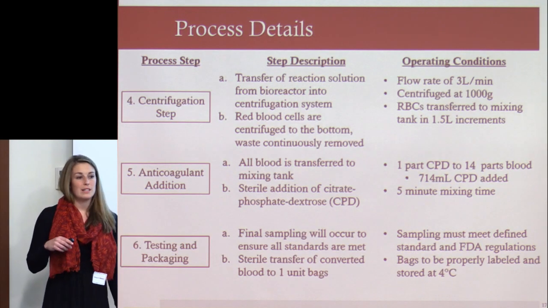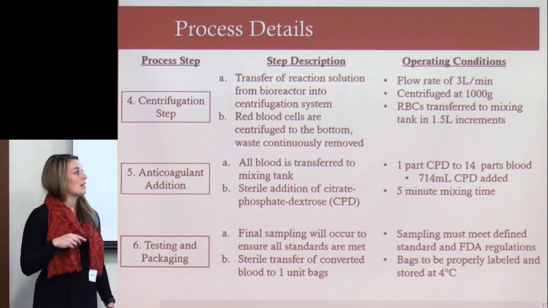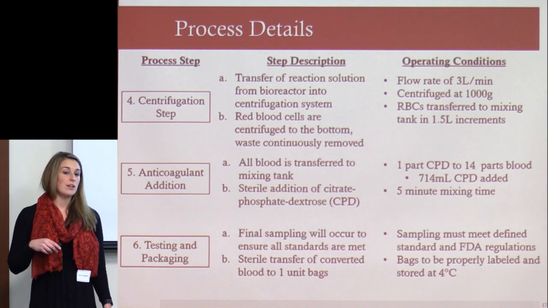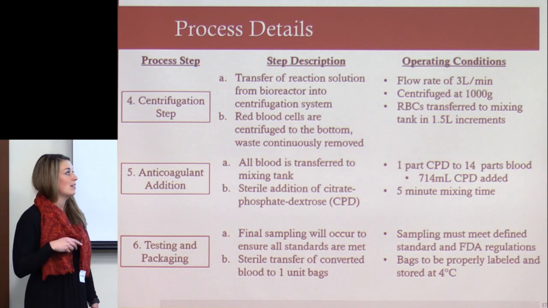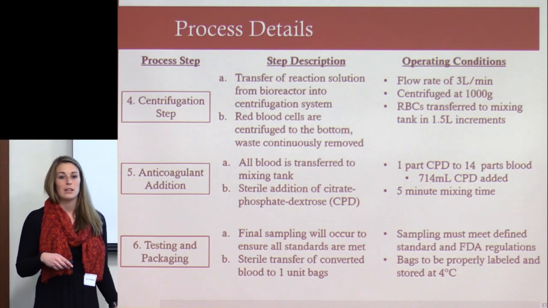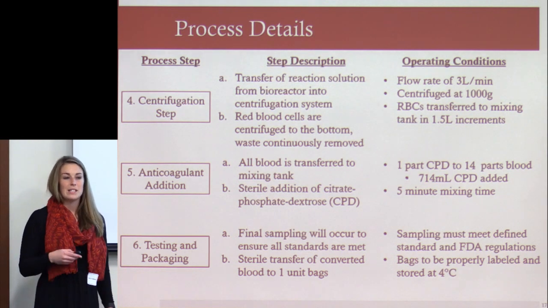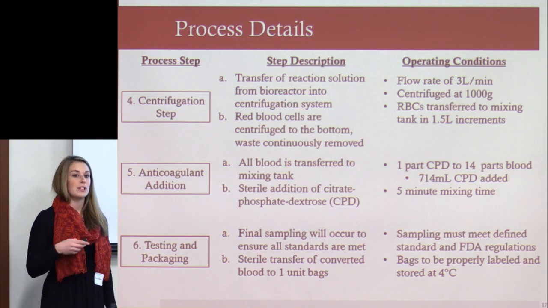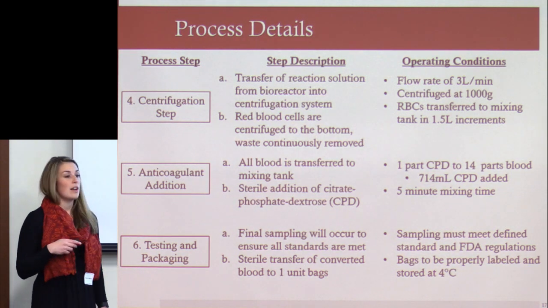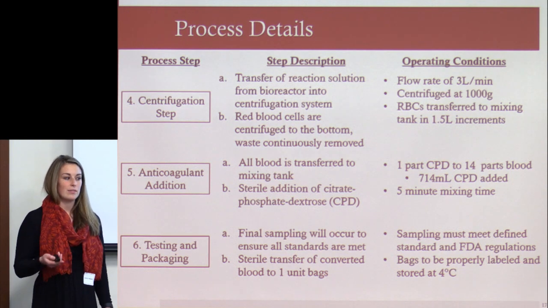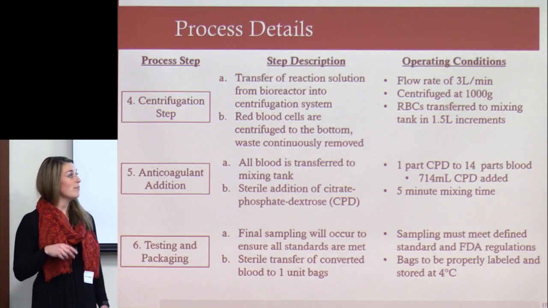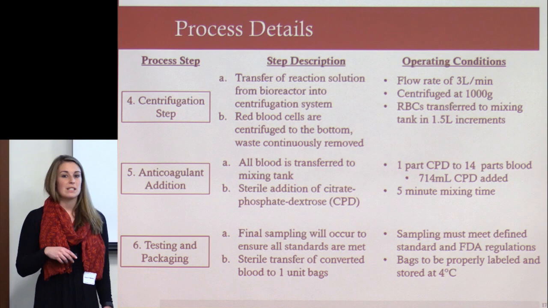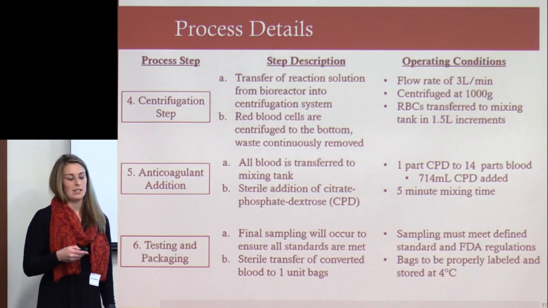So anticoagulant is added at 1 part anticoagulant to 14 parts blood. For this step, we chose citrate phosphate dextrose. It's a standard anticoagulant used for blood preparation. It's needed for storage of the red blood cells so that they can be fresh for transfusion, and it extends the expiration time. So this is a 5-minute mixing time just to ensure that everything is well mixed and ready.